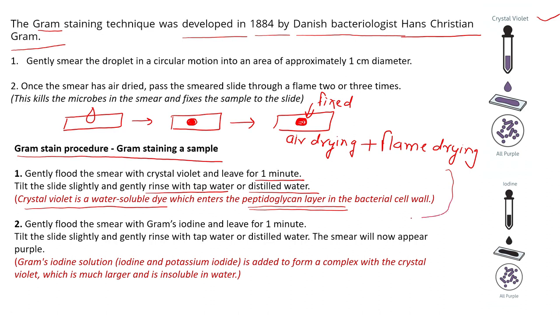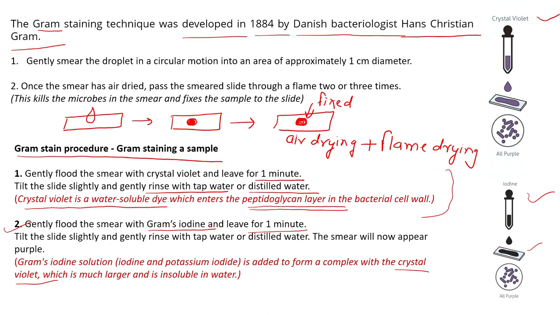Up to here it is complete. The second step is you add Gram's iodine and keep it again for 1 minute. Here you can see in this picture you are putting iodine on the same slide, keeping it for 1 minute, and washing it again. The concept behind this is that iodine forms a complex with the crystal violet reagent. Now the crystal violet and iodine complex is bigger in size, so it is not able to come out of the peptidoglycan layer. It will stay inside the cell.